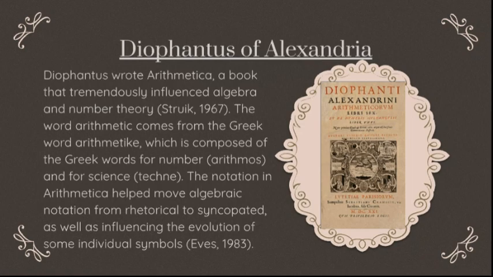Diophantus of Alexandria. Diophantus wrote Arithmetica, a book that tremendously influenced algebra and number theory. The word arithmetic comes from the Greek word arithmetike, which is composed of the Greek words for number, arithmos, and for science, techne. The notation in Arithmetica helped move algebraic notation from rhetorical to syncopated, as well as influencing the evolution of some individual symbols.